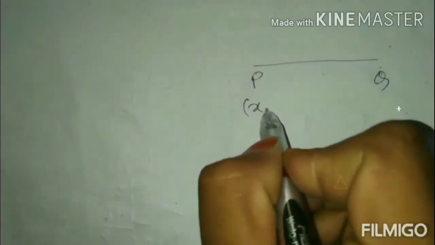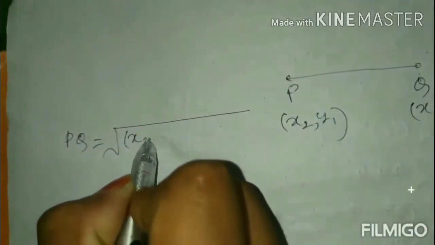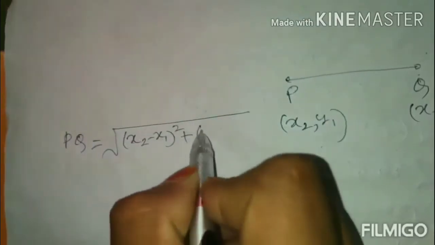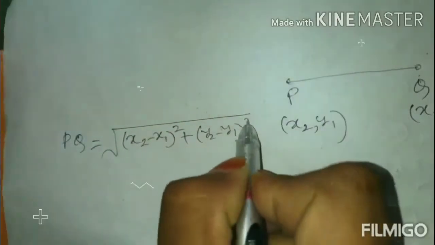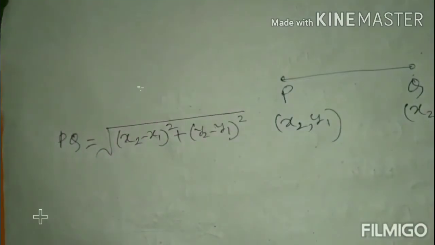Suppose this is point P and this is point Q, and the coordinate of P is (x1, y1) and the coordinate of Q is (x2, y2). You are asked to find the distance between the points P and Q. That means you have to find PQ. Then what will PQ be? PQ will be root over (x2 minus x1) whole square plus (y2 minus y1) whole square. This is the formula you have to use for finding the distance between two given points.